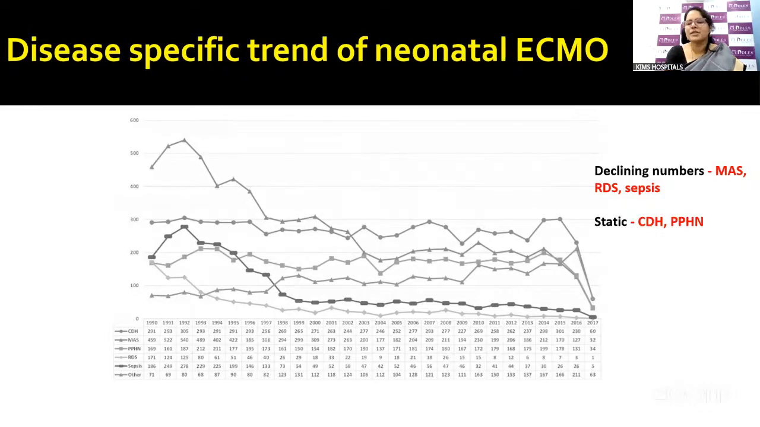Where ECMO utilization has remained fairly static include conditions like congenital diaphragmatic hernia and PPHN. This could be because of the failure of traditional conventional therapies in these conditions, particularly in diaphragmatic hernia where neonates tend to have severe PPHN.